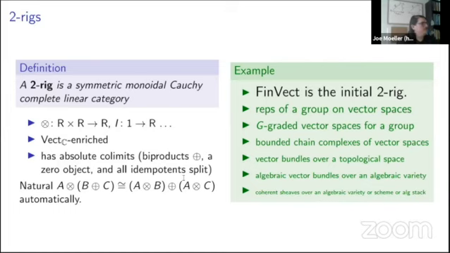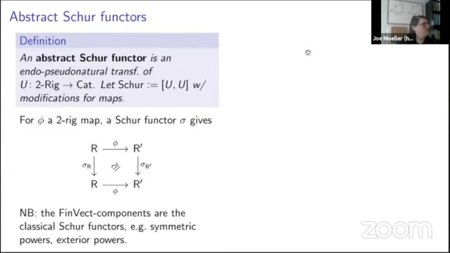So some examples of categories that fit this description. The category of finite dimensional vector spaces is actually the initial 2-rig. There's a bunch of other categories which are famous, and I'm not going to talk about them at all, but it's good to know that there are other things that fit the definition. But there is another 2-rig that I will be talking about for the rest of the talk. So let me tell you about that.